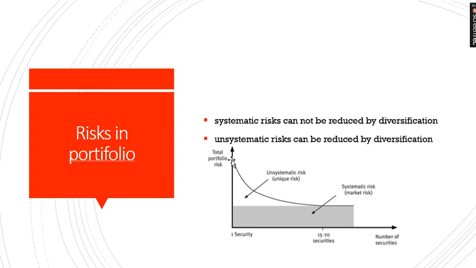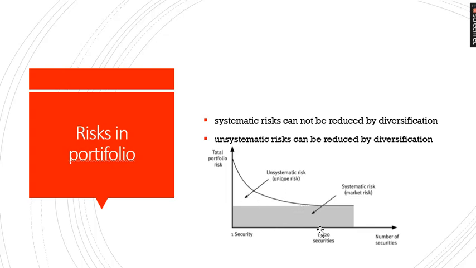So that's a graph which shows systematic risk. If you look at this horizontal line, which is shaded, this is systematic risk, or market risk. Unsystematic risk is reduced by diversification. However, systematic risk can just be reduced, but it's not completely eliminated. So if you see this box, which is not shaded, it's known as... oh sorry, let me go back.